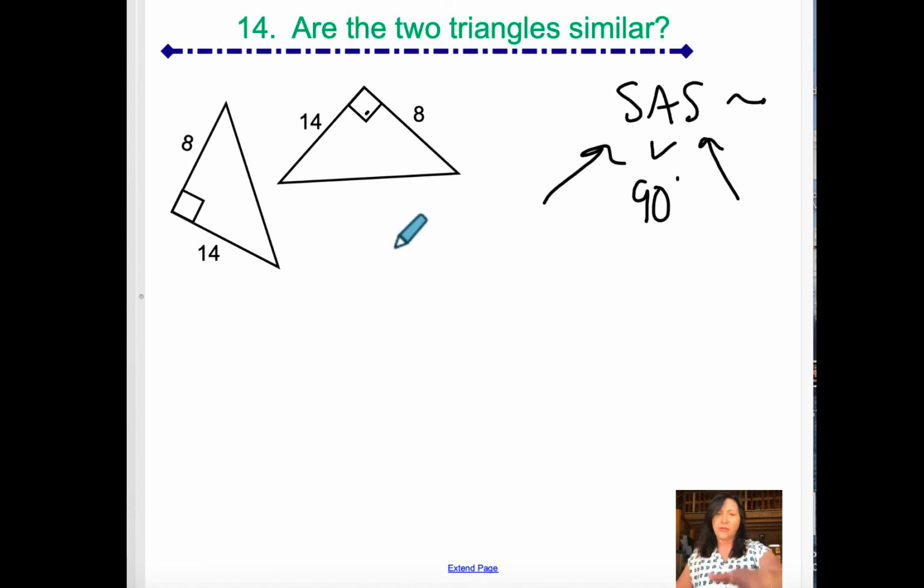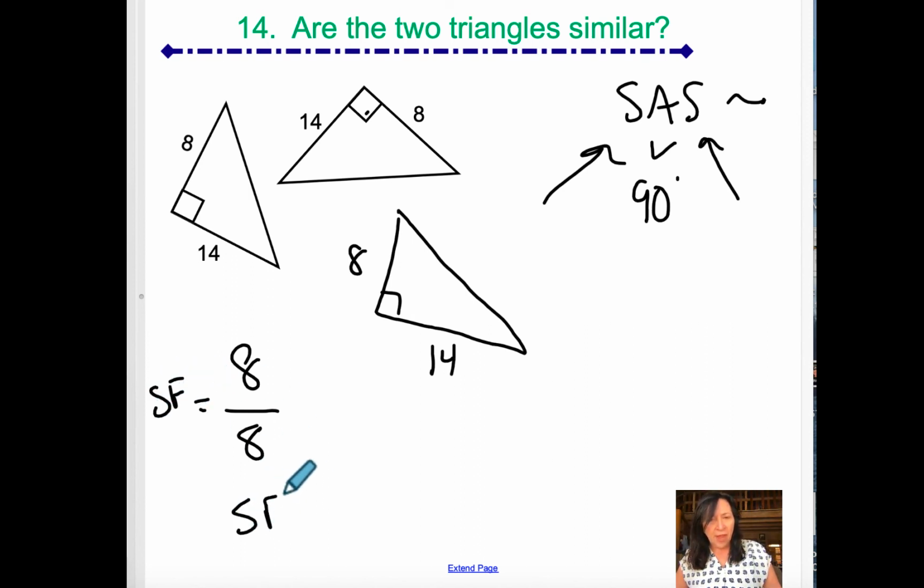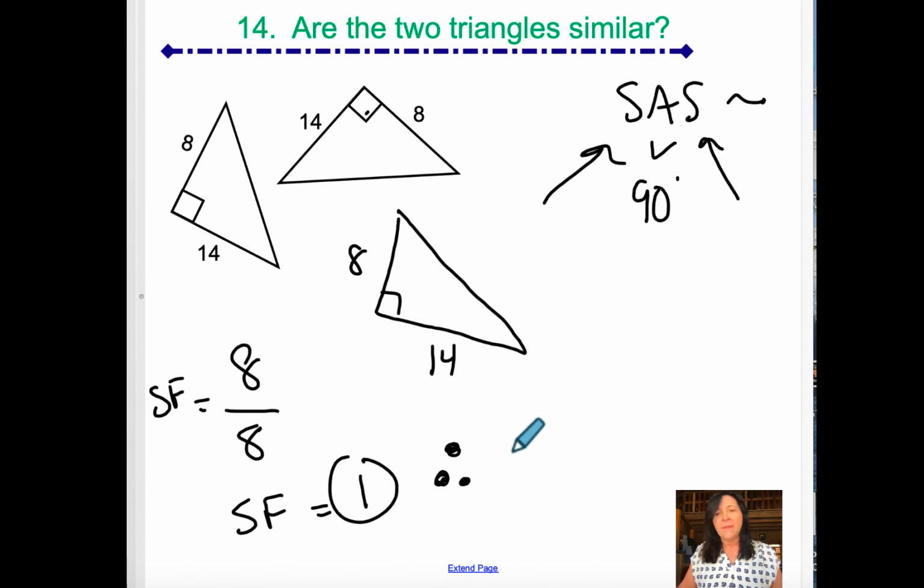See, this looks like it's tilted, doesn't it? So I'm going to fix that. And I'm going to make this 8 here and 14 here. So we have 8 is to 8. Oh, that's a ratio. That's a scale factor or a ratio of 1. If my scale factor or common ratio is 1, that means therefore, by the way, that my 2 triangles are congruent.